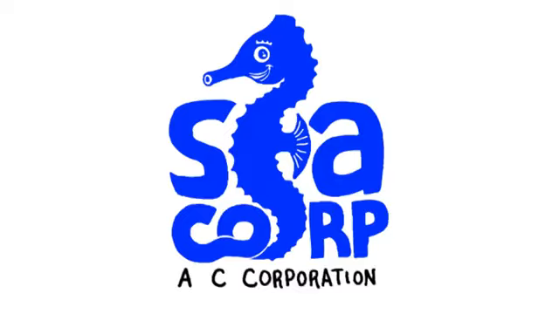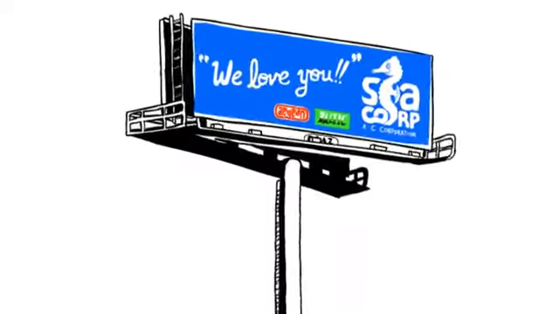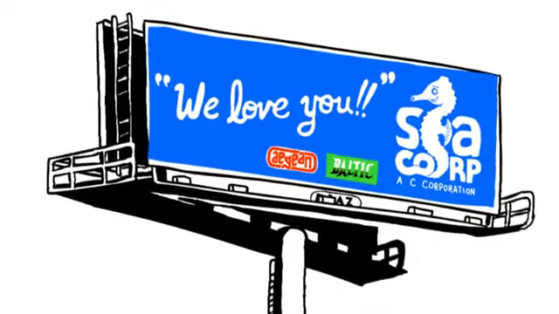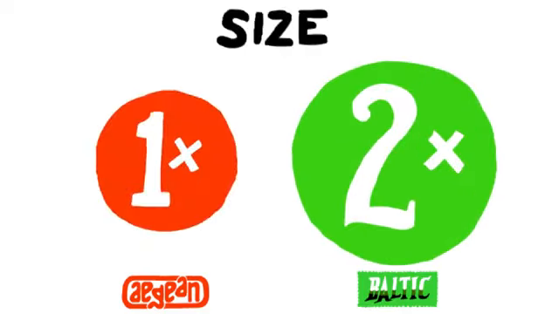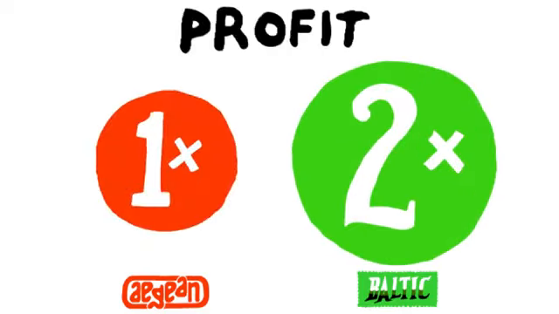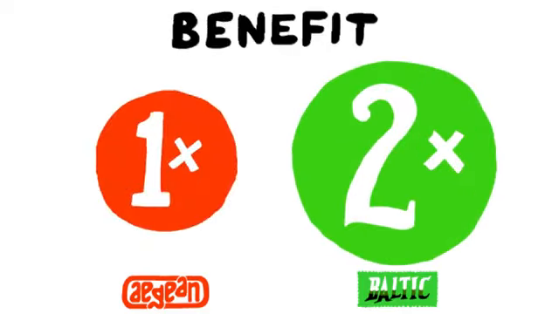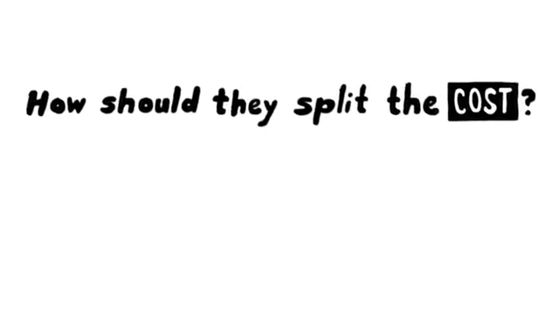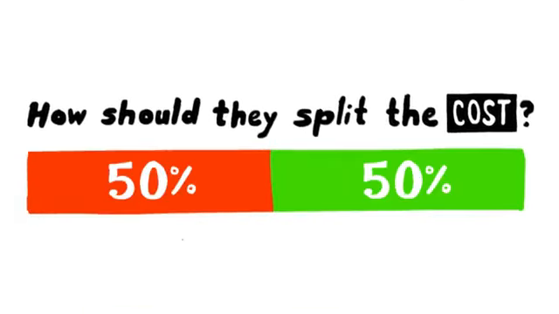Or it could be that C Corp is creating a new ad campaign to build the company brand. The Baltic division is twice as large or has twice the profits of the Aegean, and so expects to benefit twice as much from the campaign. The question is, how should they split the cost of the project between the two parties?